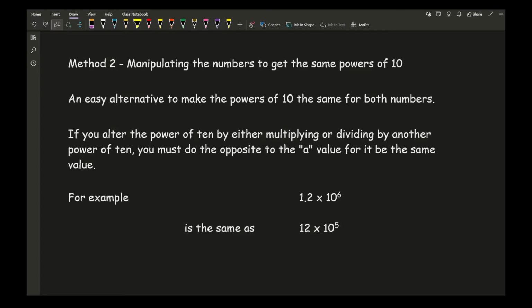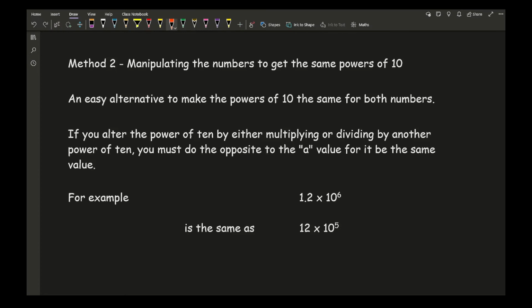Typically there'll only be a difference of maybe 1, 2 or 3 in the powers of 10 when you're adding and subtracting. With multiplying and dividing they might be completely different, but as you can see from the previous video on multiplying and dividing with standard form, there is an easy method to do it without having to convert into ordinary form. If you alter the power of 10 by multiplying or dividing by the other power of 10, you must do the opposite to the a value, so that it is the same value.